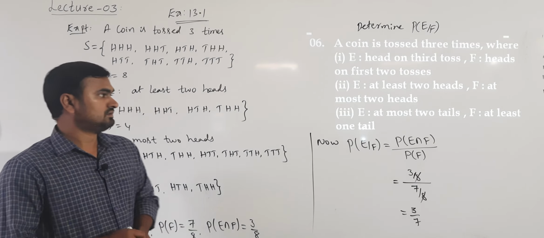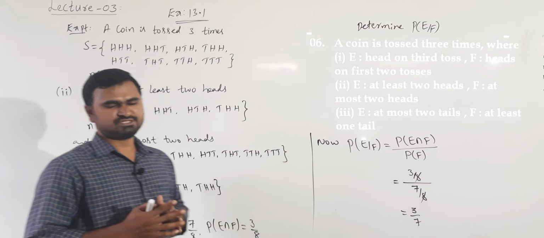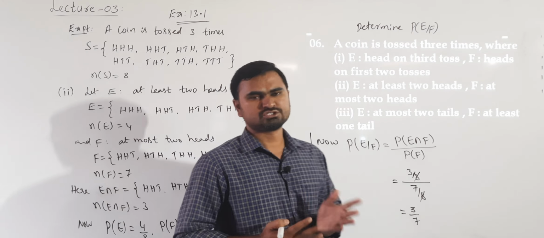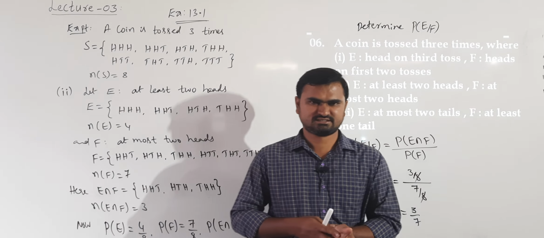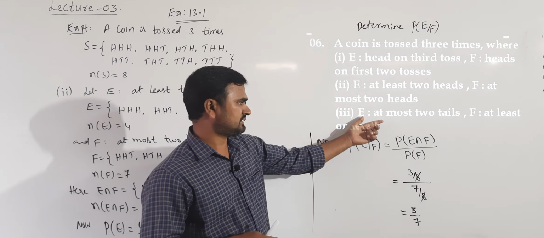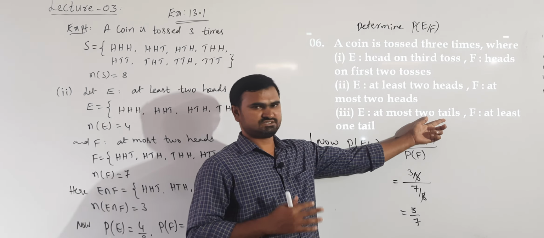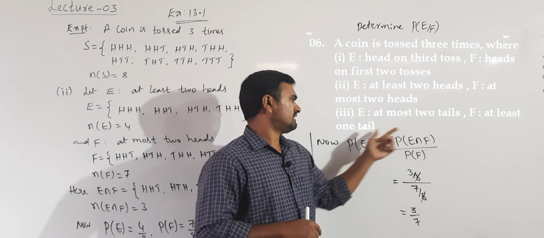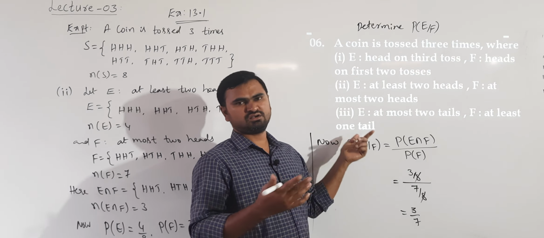Understand? So whenever it is at least 2 it means 2 or more, at most 2 means 2 or less. Similarly we can solve the third part. At most 2 tails means 2 or less tails. At least 1 tail means 1 or more tails.